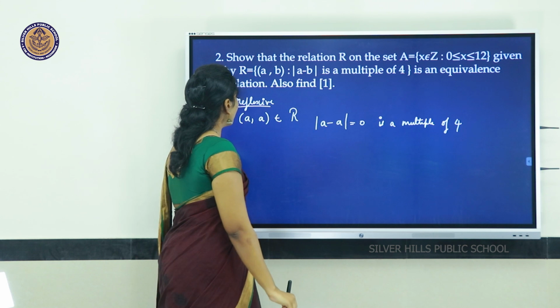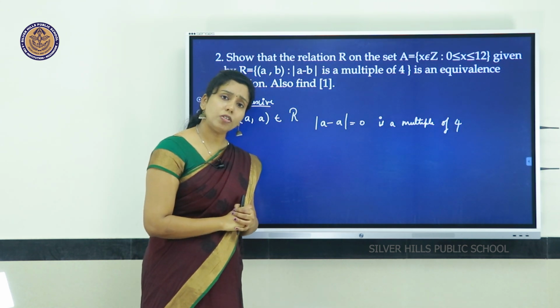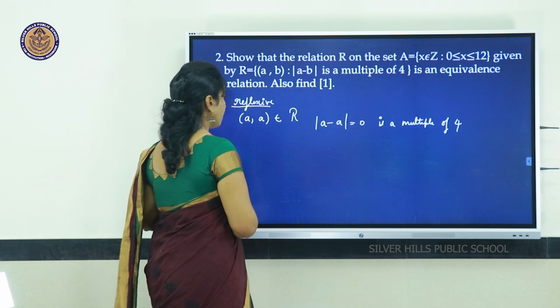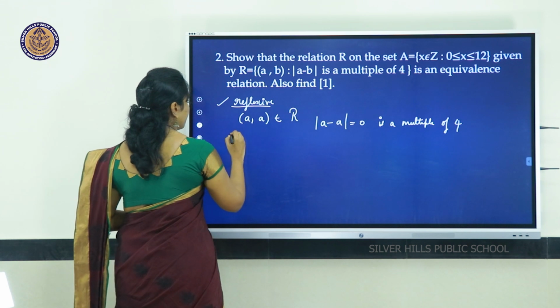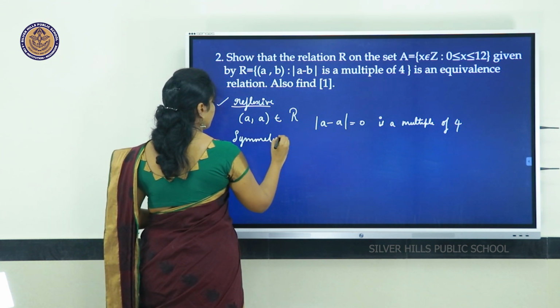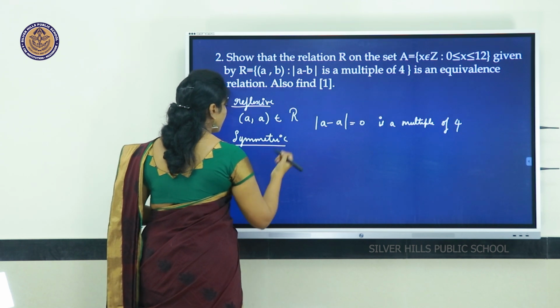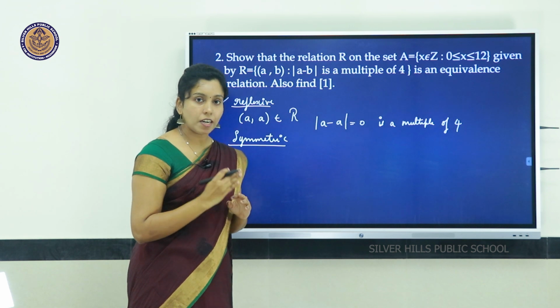So, I can conclude the given relation is reflexive because (A, A) belongs to the relation. So, the first property is done. Next is symmetric. For that I need how many pairs? Just one pair where the first member and the second member are different.